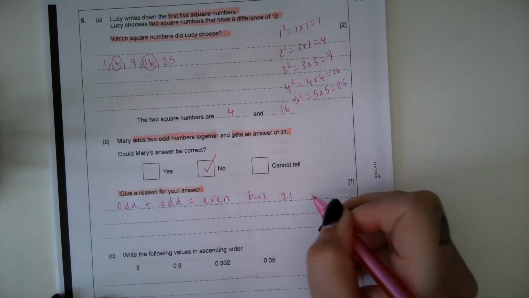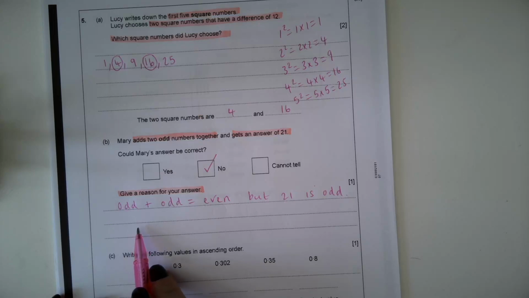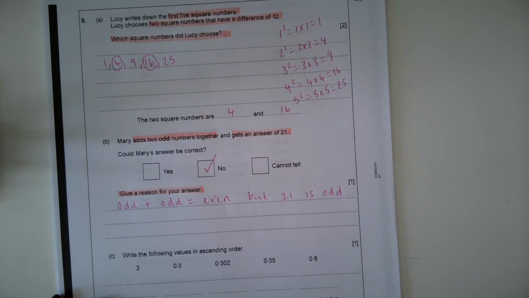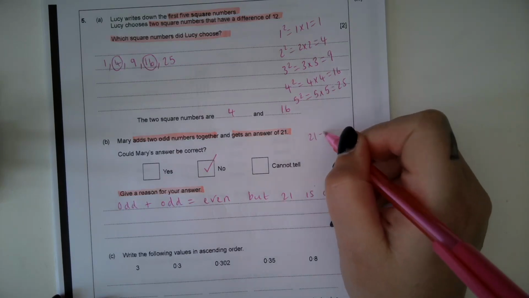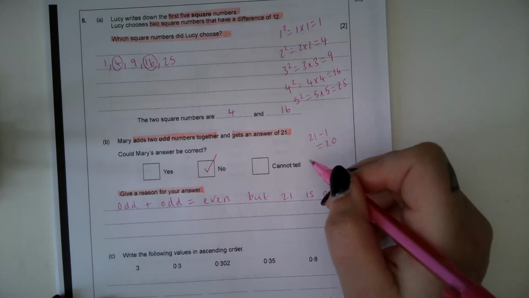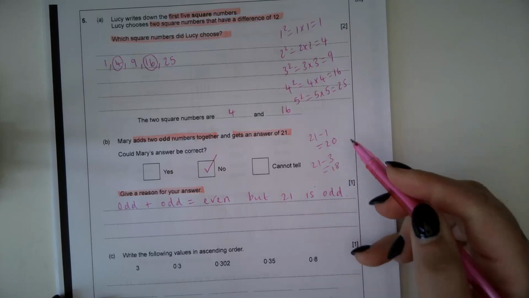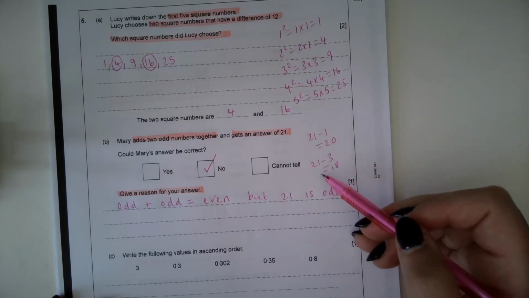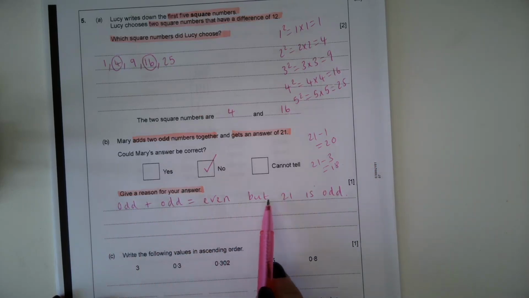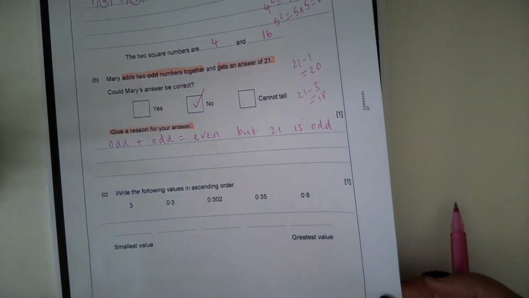But 21 is an odd number. So I've given a reason, but I'm just going to explain to you why. Let's think of an odd number, 1. If I was to go 21 take away 1, that leaves me with 20. 20 is an even number. If I was to pick the next odd number, 3, 21 take away 3 is 18. So whenever you take an odd number from an odd number, you're going to get an even number. So an odd add an odd is even, but 21 is odd. So that's why Mary is not correct.